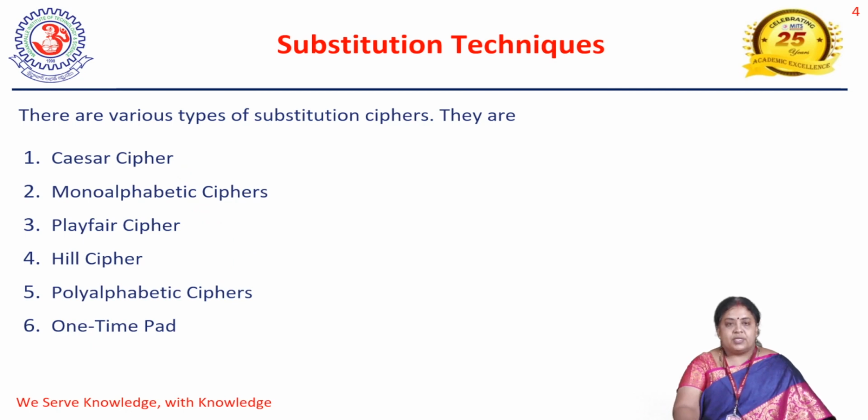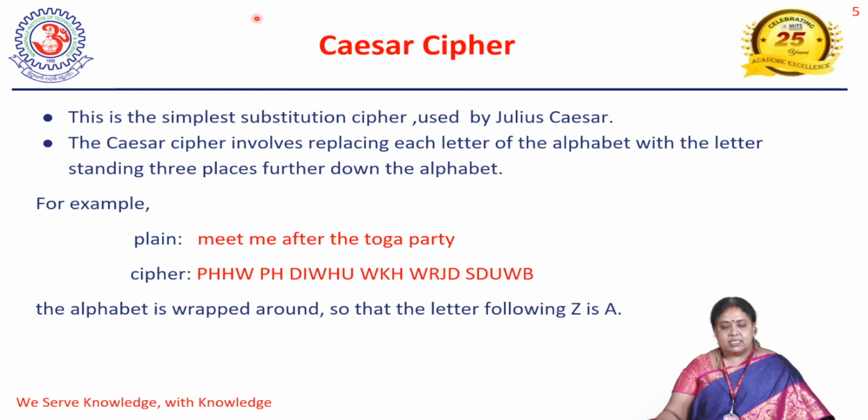Okay. So first we go for the first substitution technique, that we call Caesar cipher. This is the simplest substitution technique. This technique was used by Julius Caesar. In this substitution technique, we are going to replace each letter with the letter standing three places further down the alphabet.